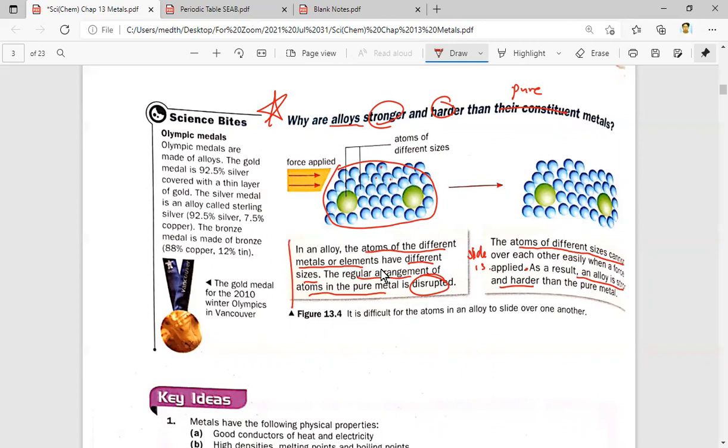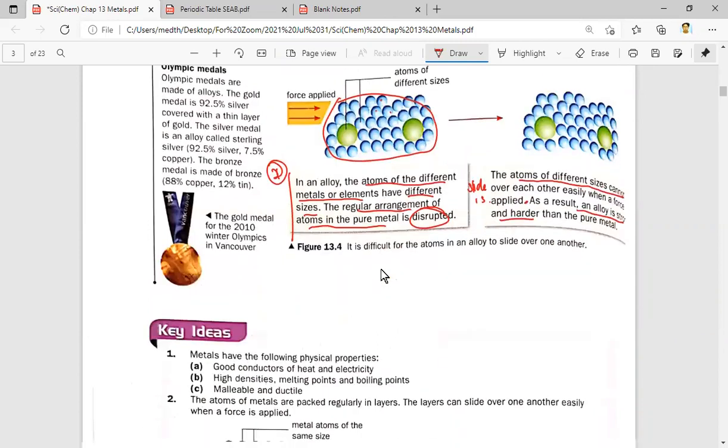So normally if this comes out in the O levels or N levels, this will actually be about 2 marks. When you need to explain regular arrangement disrupted. Secondly, because of the disruption in arrangement, it's harder for the atoms to slide over one another. So that's for this part here about alloys.